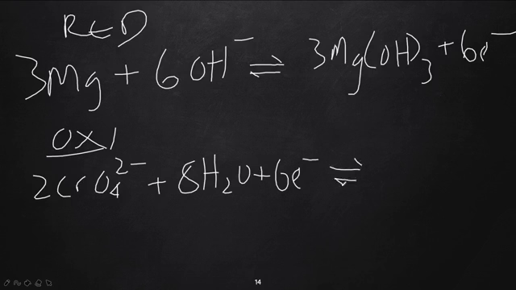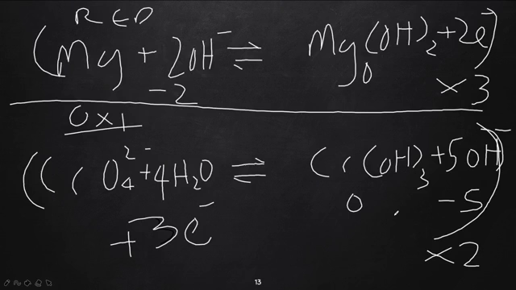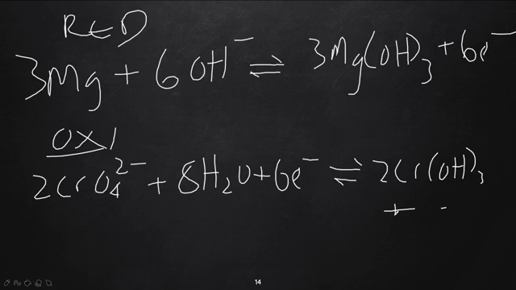And the reversible sign. Now that will give us 2 chromium hydroxide, 2 Cr(OH)3, plus 5 multiplied by 2, that's 10 hydroxide ions, plus 10 OH minus. So this is what we have.